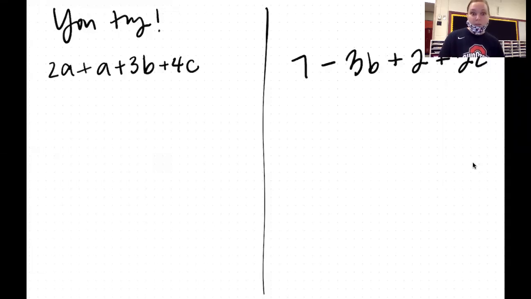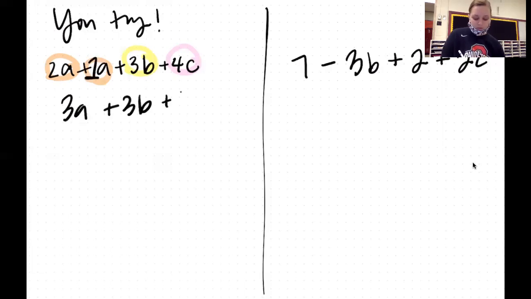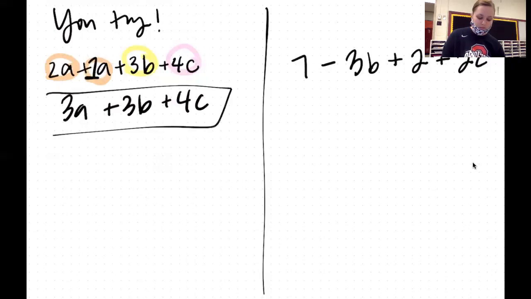Okay, so when we come to it, we're going to see that we have 2a plus a, right? Those both have a, and none of them are to a power. Then we have a 3b. I don't see anything else with a b, so I'm done with that, and I have a 4c. And I don't see anything else with a c. So 2a plus a, this is like 1a. Well, 2 plus 1 gives me 3a's, plus 3b plus 4c, right? And that's it. I cannot combine anything else.